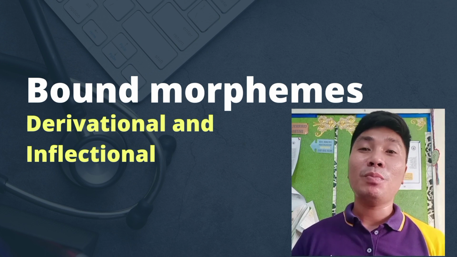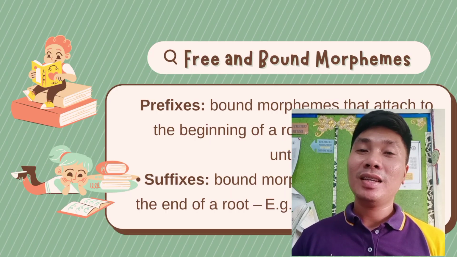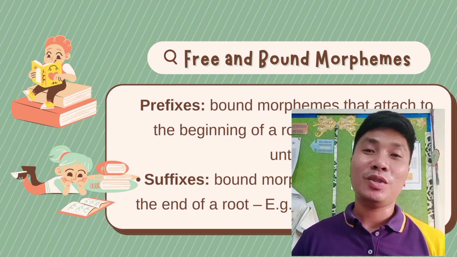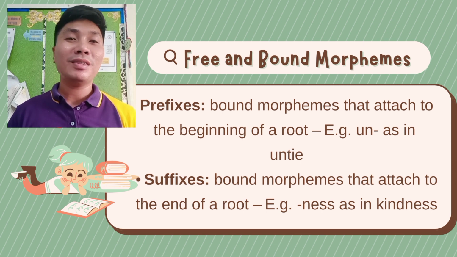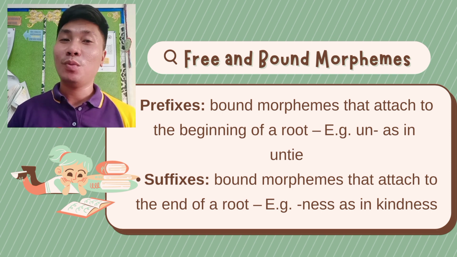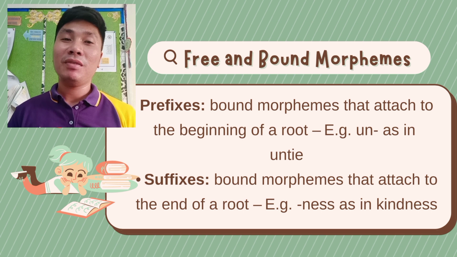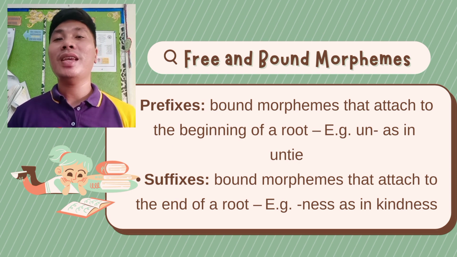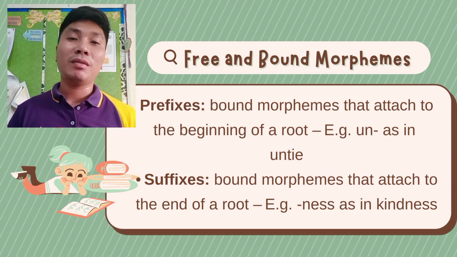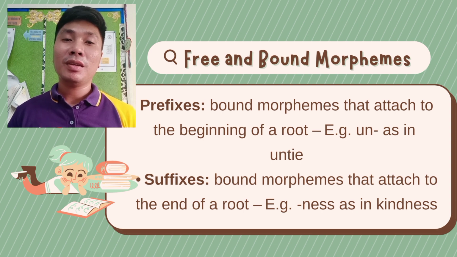And later, I will be showing you the 8 inflectional morphemes in English. Let's start with prefixes. Prefixes are bound morphemes that attach to the beginning of a root word or a base word. Let's say, for instance, we have the prefix anti. Suffixes are bound morphemes that attach to the end of the root word or the base word. For example, the suffix ness, as in kindness.